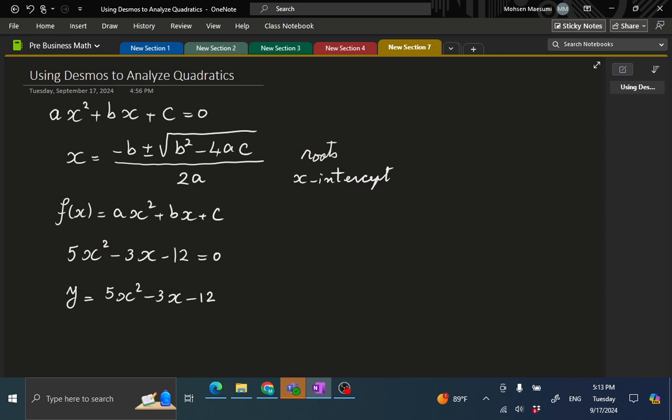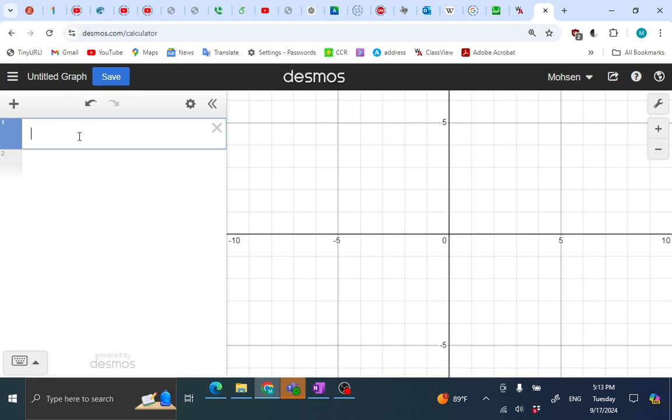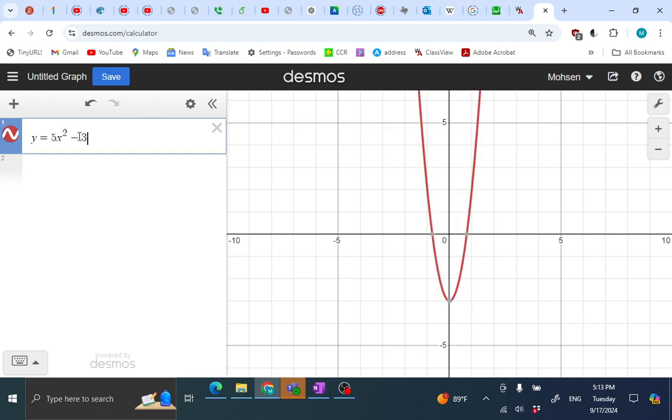So when we are on Desmos and we want to look at these roots and such, we make a function out of our equation. We just set y equal to that expression, and then we go ahead and see what it looks like. So step one, I come here and say, well, I have y equals 5x squared minus 3x, and then minus 12.